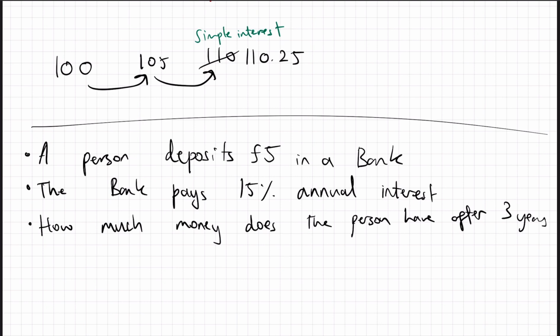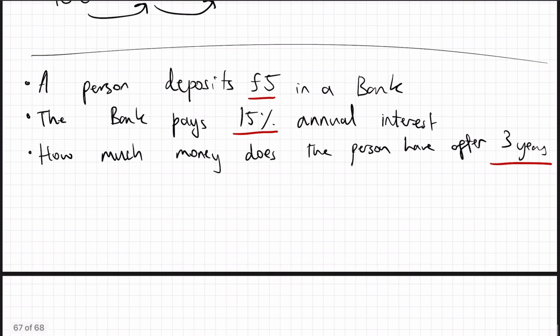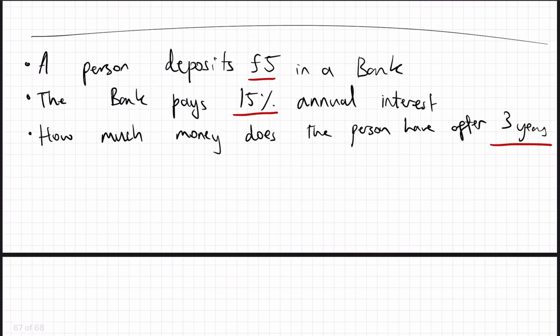So first of all, I'm just going to highlight the useful information. They initially deposit £5, the bank pays 15% annual interest rate, and they're waiting 3 years. So that's all the important information we need. To answer this question, I'll start off by drawing a little diagram. This is the kind of thing which you want to work out.